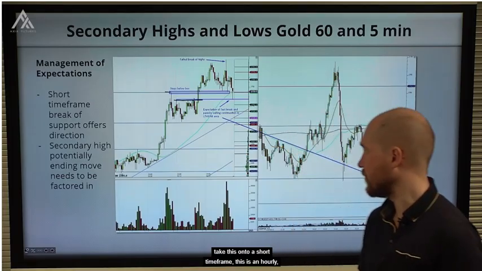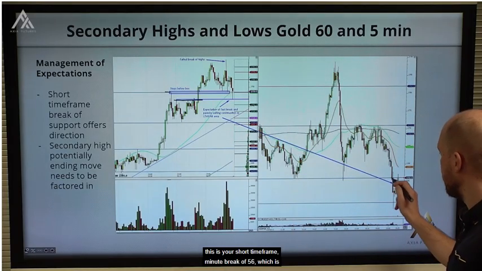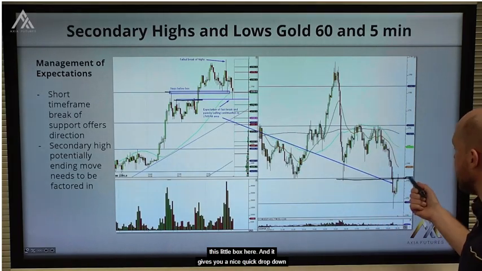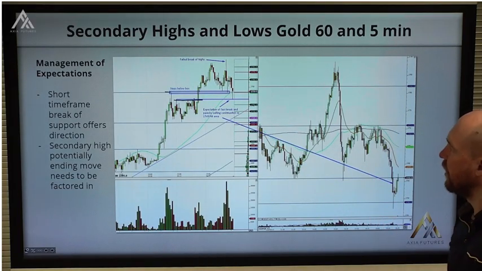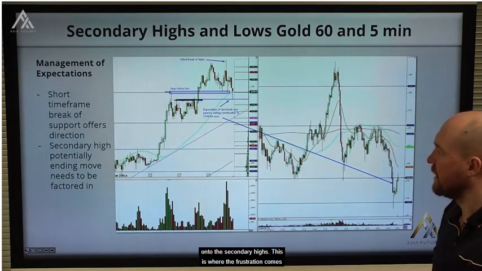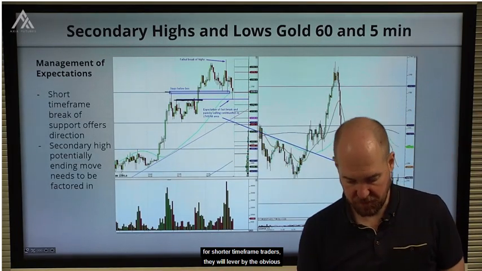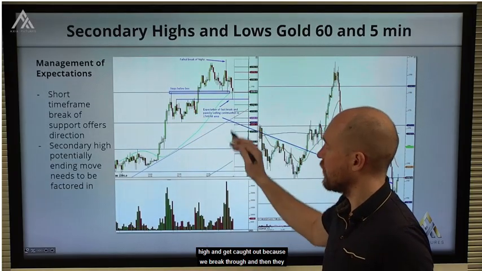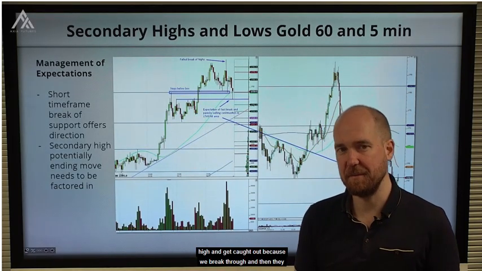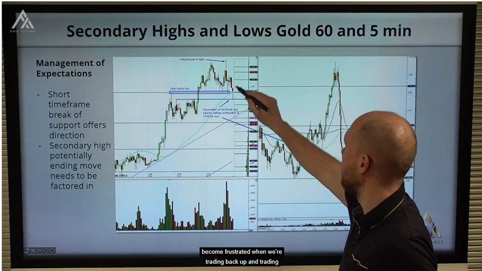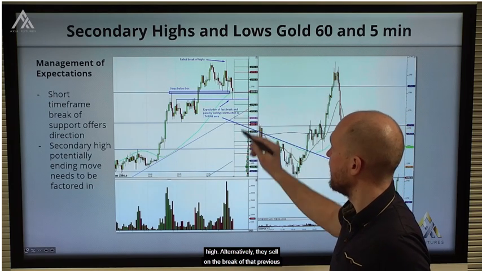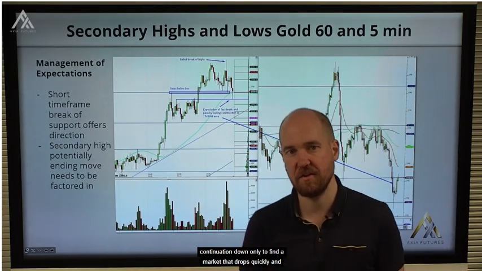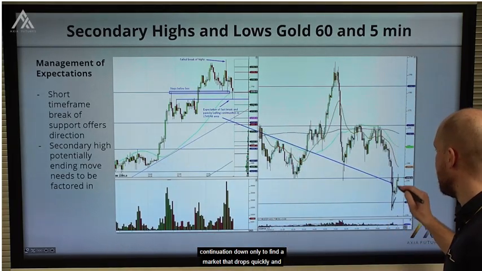Now, if you take this onto a short time frame, this is an hourly, this is your short time frame move. Break of 56, which is this little box here, and it gives you a nice quick drop down onto these secondary highs. This is where the frustration comes. For shorter time frame traders, they will either buy the obvious high and get caught out because we break through, and then they become frustrated when we're trading back up and trading higher. Alternatively, they sell on the break of that previous high, looking for a directional move down, looking for continuation down, only to find a market that drops quickly and bounces back on them.